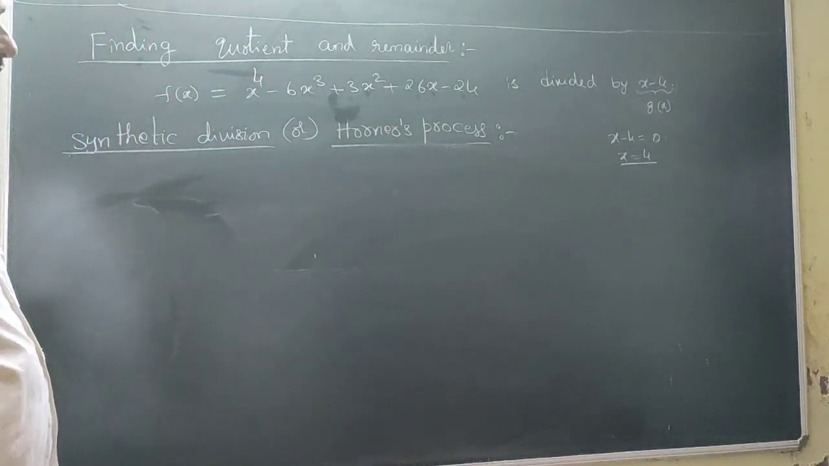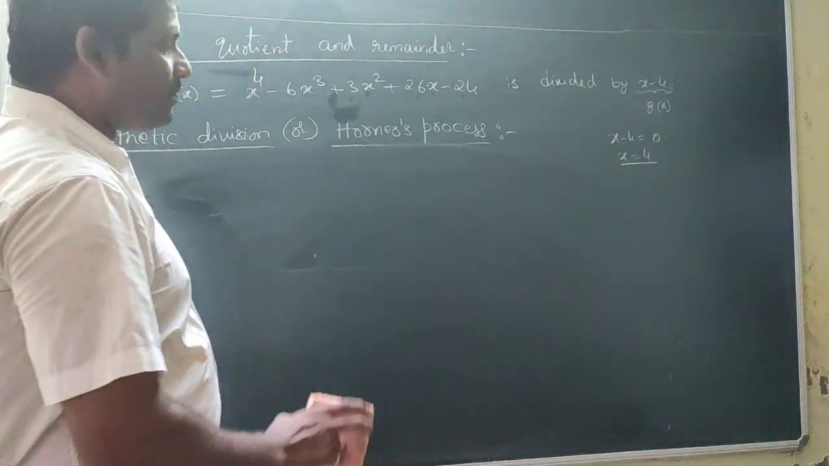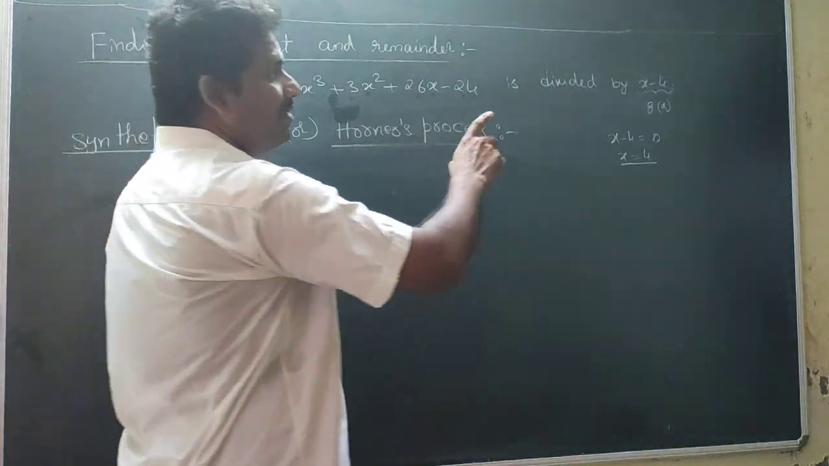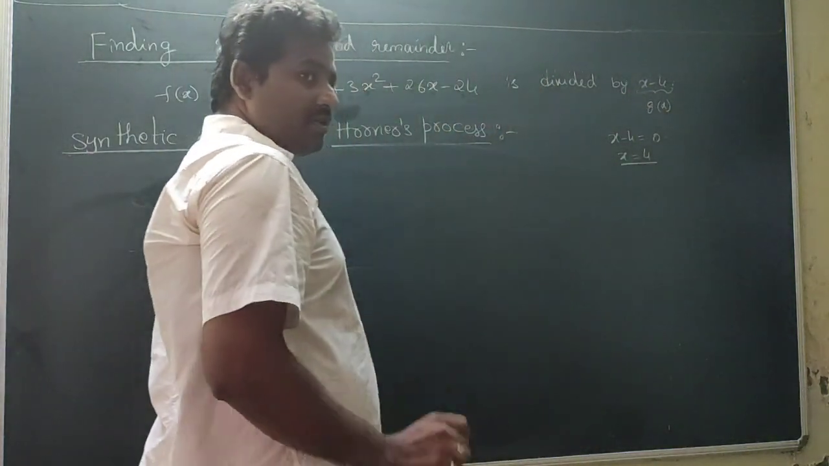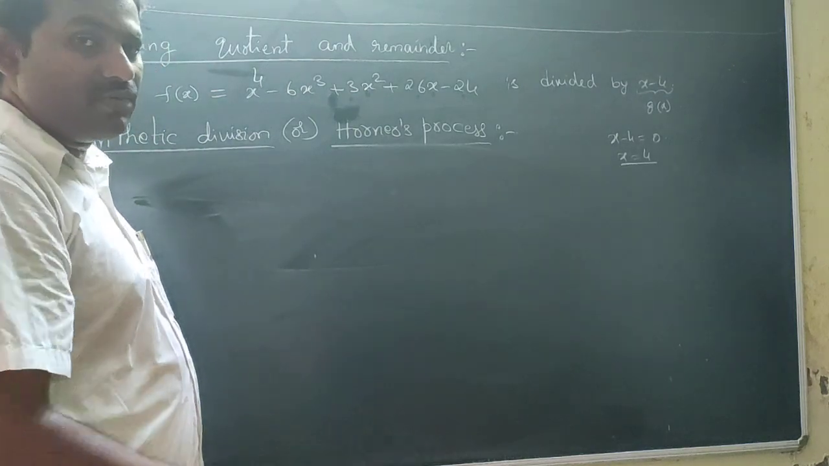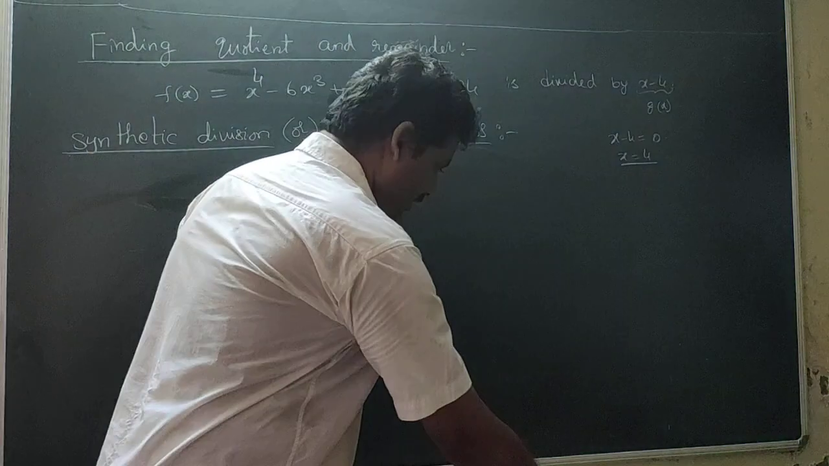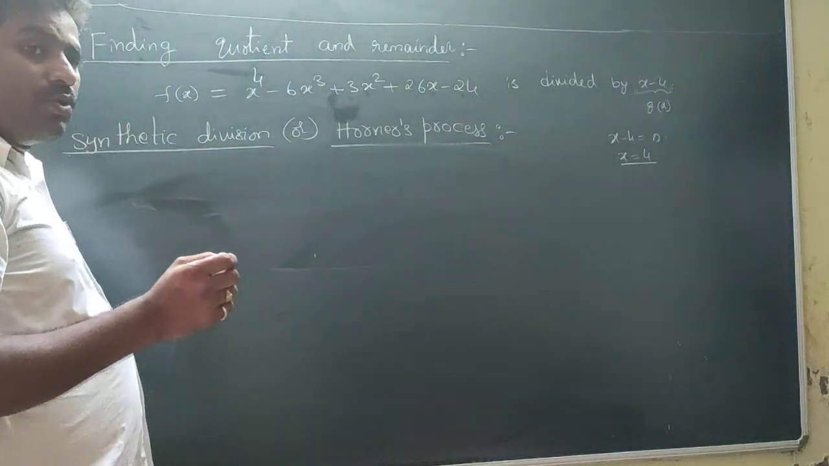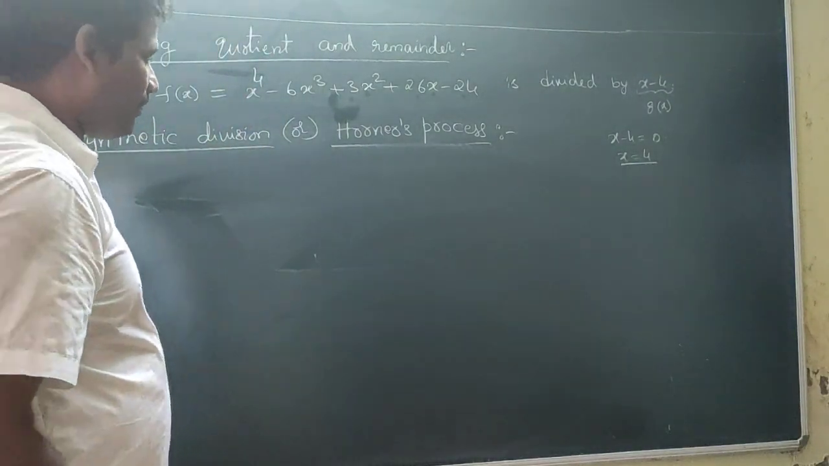So this synthetic division or Harman's process is only used when we divide with a linear polynomial. That is the first thing. Linear polynomial x minus 4, then x equal to 4. The root is 4, right? So we have to find the quotient and remainder. First thing.